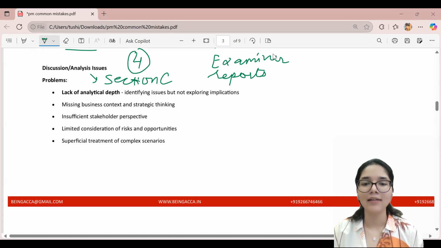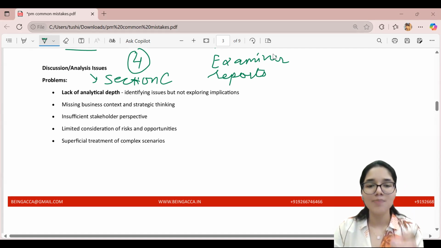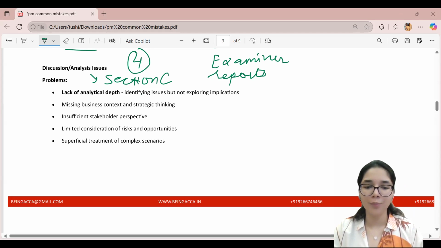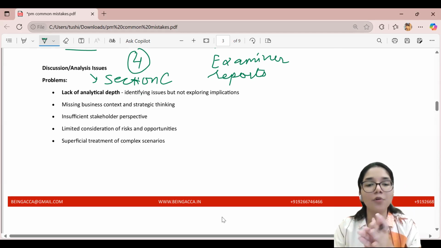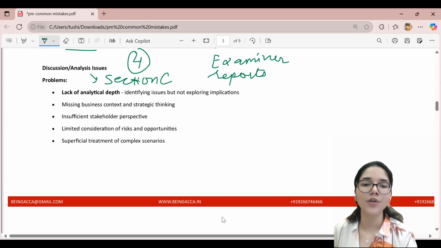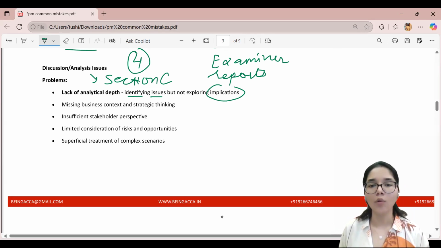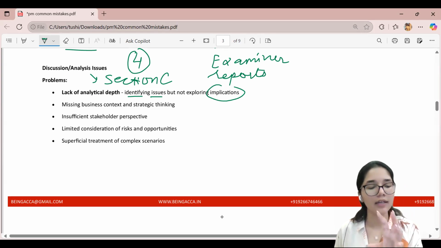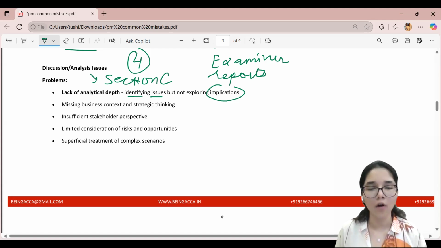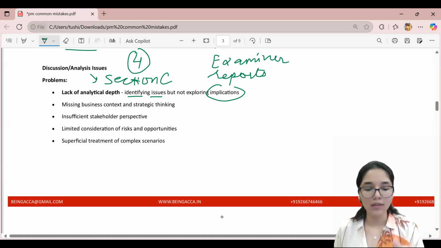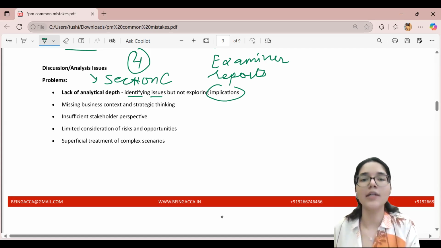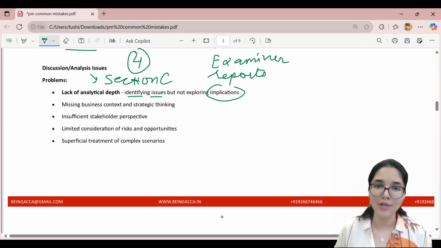What do you mean by analytical depth? You are explaining the things from an overview perspective, but you are not able to go deep into the problems. You are able to identify the issues, but you're not able to identify what will happen because of that issue. If something is going wrong with the business, that you already know. Now, when things go wrong, something happens as a consequence of it, which worsens the situation further.